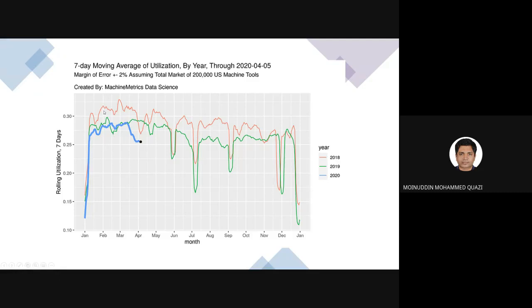Initially, throughout the year there is a significant amount of orders, and then as the year progresses the amount of orders decreases as well. With respect to the years 2018, 19, and 20, the outlook remains almost the same. However, for 2020, due to COVID, the production utilization has decreased as well.